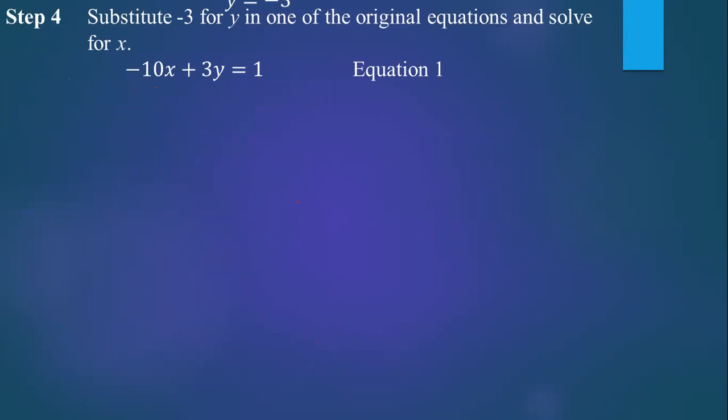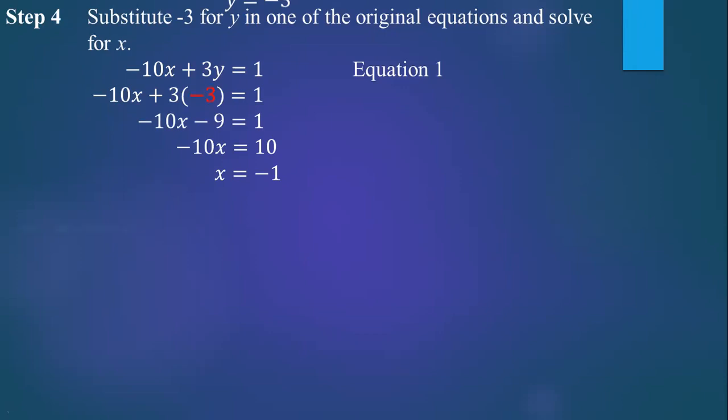Negative 10x plus 3y equals 1. And we know that y equals negative 3. So negative 10x plus 3 times negative 3, which is our value of y, equals 1. So negative 10x minus 9 equals 1, or negative 10x equals 10. X therefore equals negative 1.